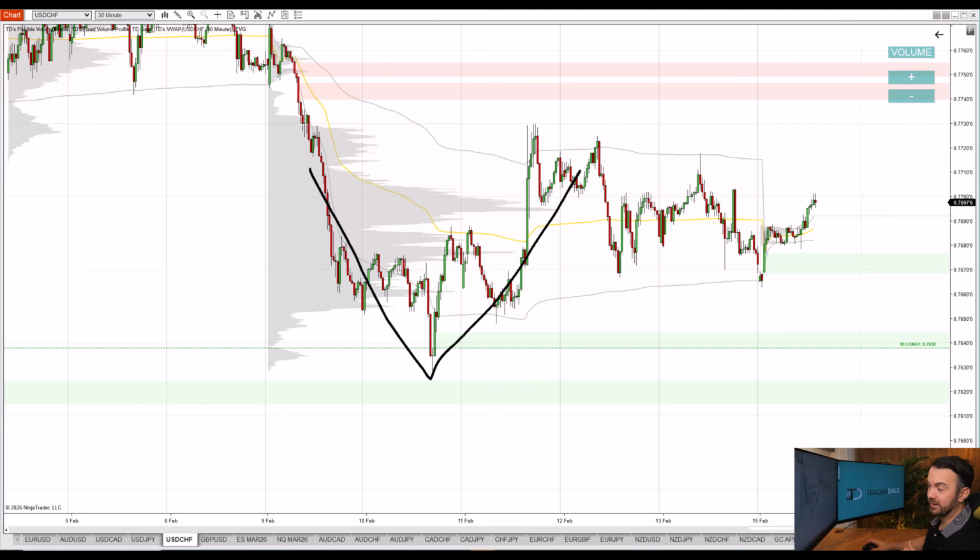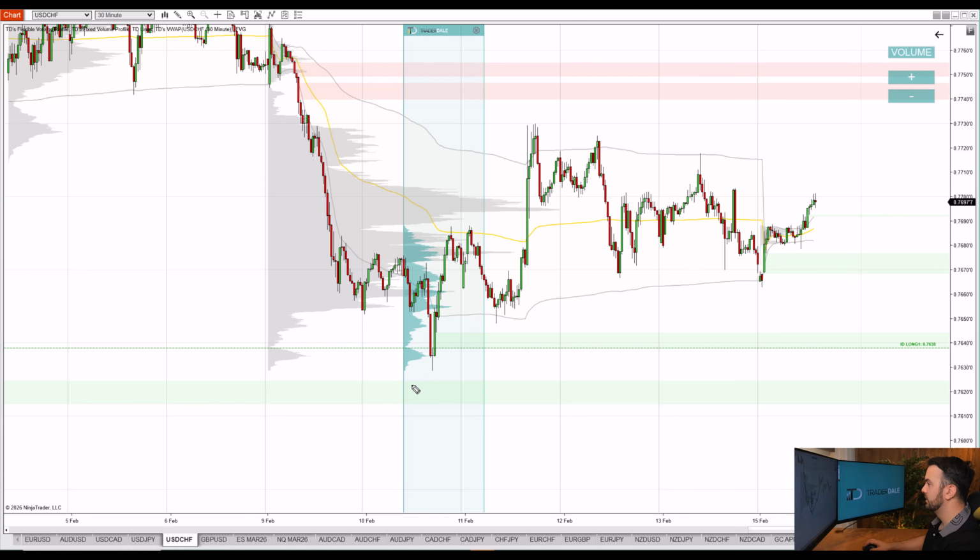And a couple of conditions need to be met for this setup to be valid. First, there needs to be that rejection of lower prices. Then there needs to be a significant volume cluster in that rejection, like this one, right? Because it marks a place where buyers stepped in, right? Very similar scenario as on the US dollar Japanese yen. So there needs to be the volume cluster.